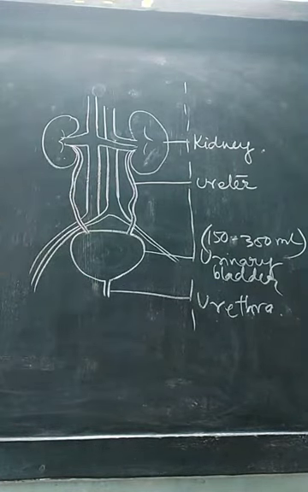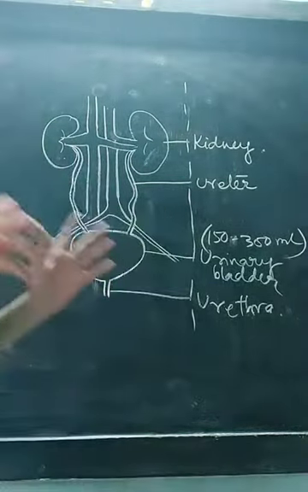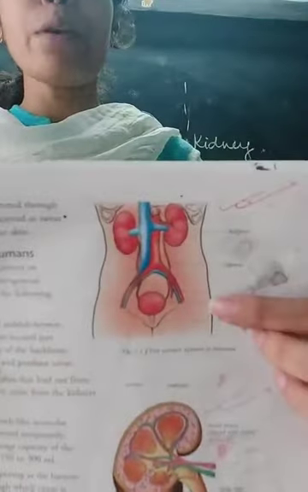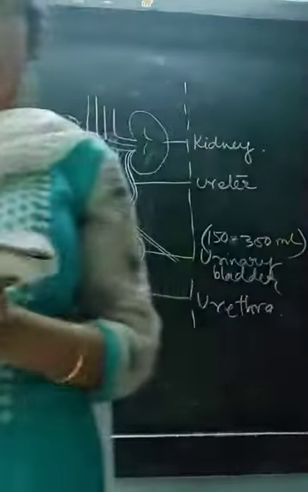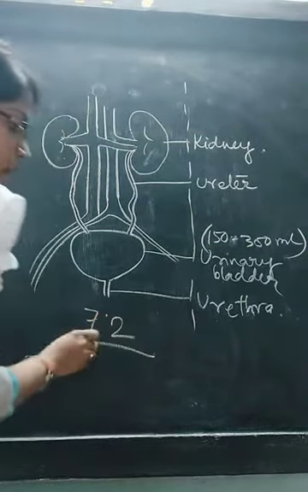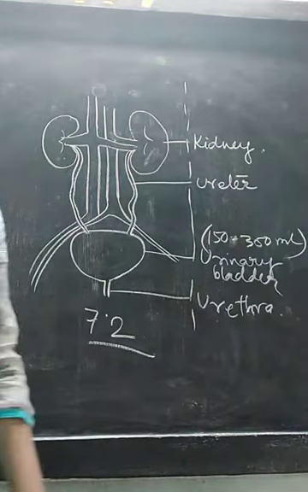Okay, I hope this whole topic, the structure of excretory system, is clear to you all. This diagram, figure 7.2, you will have to practice for your examination.